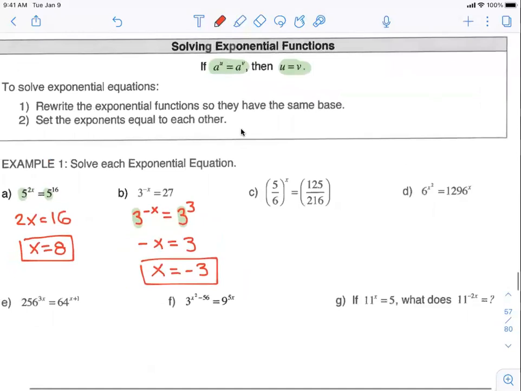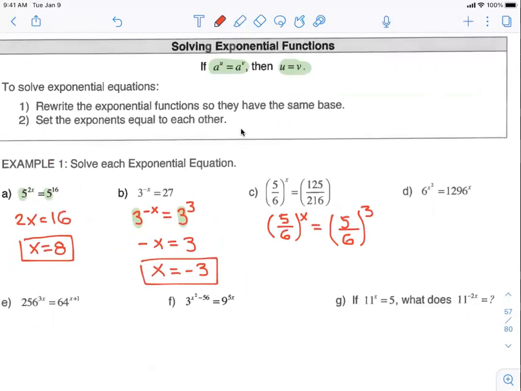Again, you need the same bases. So look at part C. The bases are not the same. So our goal is to get them to the same base, even with a fraction. 125 is the same thing as saying 5 to the third power, and 216 is the same thing as saying 6 to the third power. So that value outside is a 3. So now that our bases are the same, 5 and 6, set the exponents equal, and x is 3.